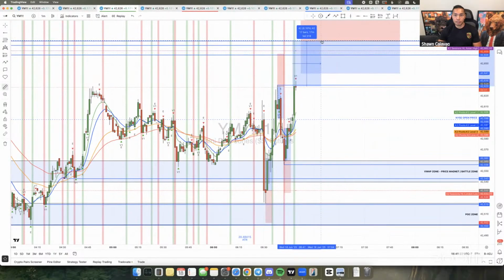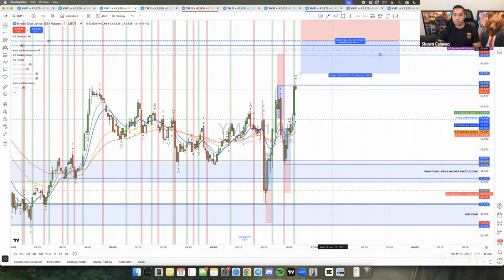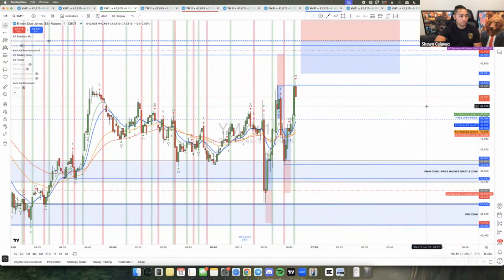Yeah, possibly another sweep right here. 671 is going to be my possible sweep area from above. I don't know if price is actually going to get that high, but I mean, I'll follow it. Or let's put my limit order up there. But yeah, I don't know if price will get that high.